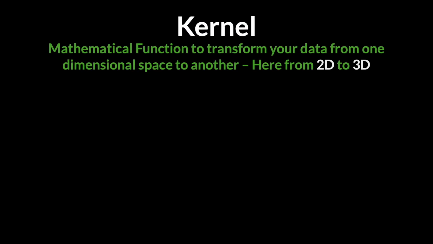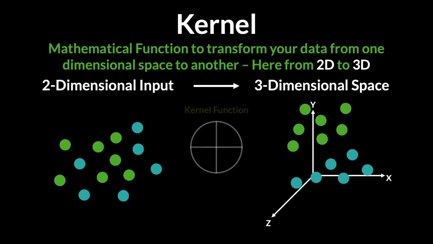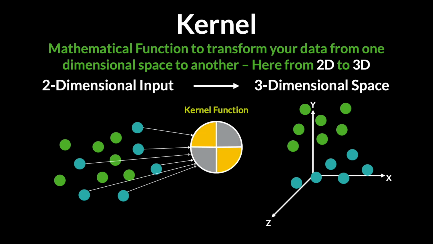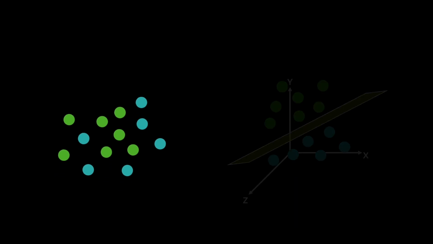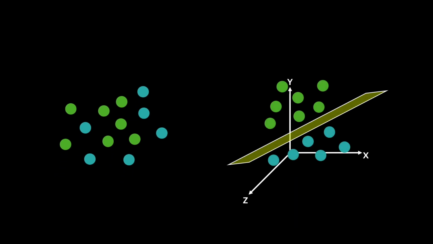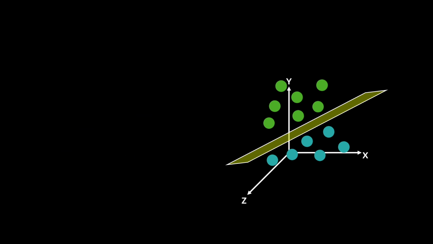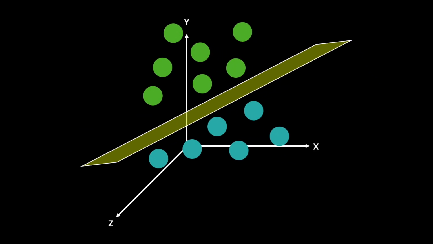The kernel sounds like it's something complex, but it's a mathematical function that helps transform our data from one-dimensional space to another higher dimensional space, and in this case, it helps us move from a two-dimensional to a three-dimensional space. By doing so, we can separate our points in the higher space with a hyperplane. If we were to take a look at this solution from the top, you know what it is probably going to look like? Our initial solution.